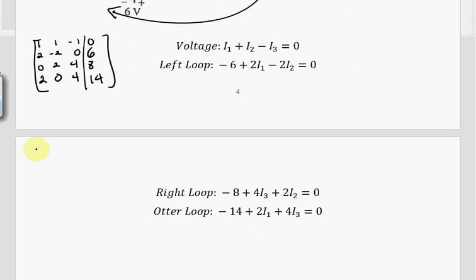So what I'm going to do here is add row 3 to row 2.